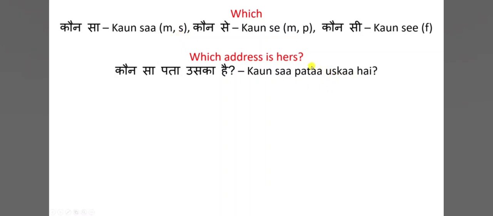Uska is selected for hers because pata is masculine and singular, meaning the gender and number of this word impacts this and also this.